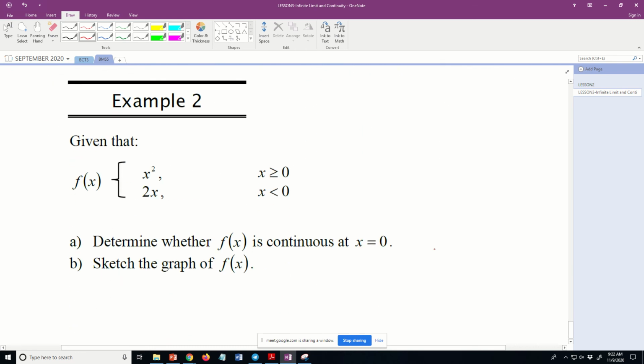Okay, now I go for example 2. Okay, so example 2 again. Determine whether function f(x) is continuous at x = 0. Okay, kita kena tengok. So apa saya punya condition dia? The condition 1: f(a) is defined. Ini condition 1.